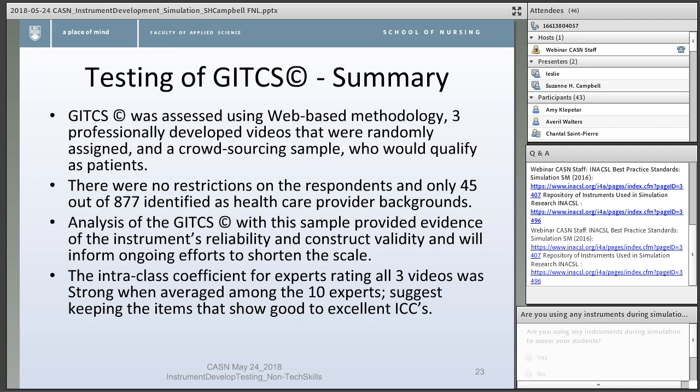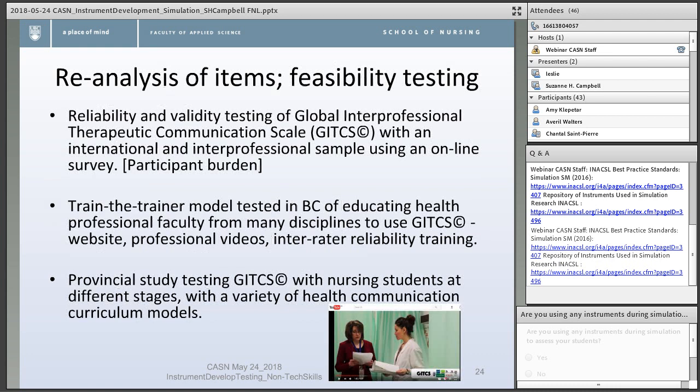So the thrilling aspect of this, after it was all said and done, was we got a group of almost 850 patients to observe a nurse-patient interaction and use an assessment tool to measure that interaction. That definitely, the analysis represented the reliability and construct validity, and the interclass coefficient for the experts helped us keep the good to excellent items for the scale.